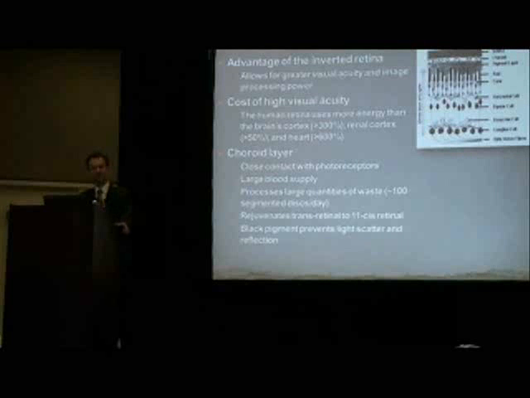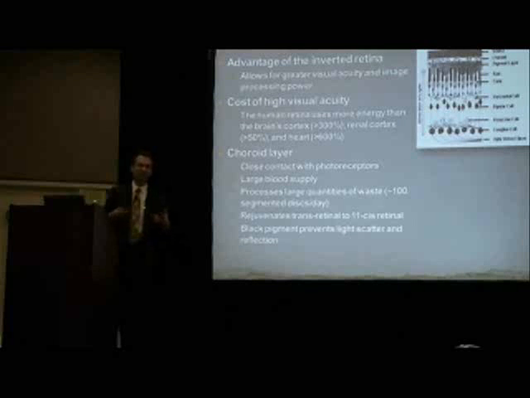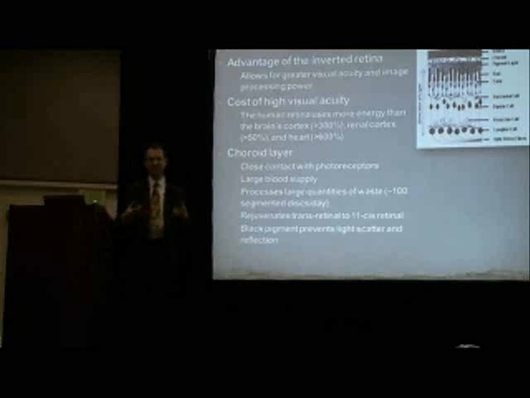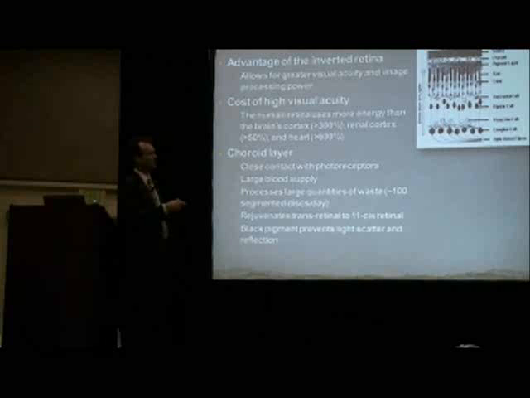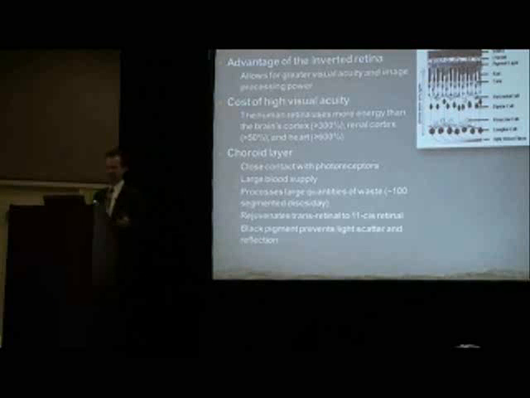But there are certain advantages to having an inverted retina. It allows for greater visual acuity and image processing power versus a verted form. The cost is high for high visual acuity. For example, the human retina uses more energy than the brain's cortex, 300% more. It uses 50% more than the renal cortex and 600% more than the heart. So in order to provide that kind of energy for visual processing power, you have to provide a great deal of nutrition. And so you need to put the photocells, the source of high energy utilization, close to the source of energy supply. So they need to be closer for that part alone.